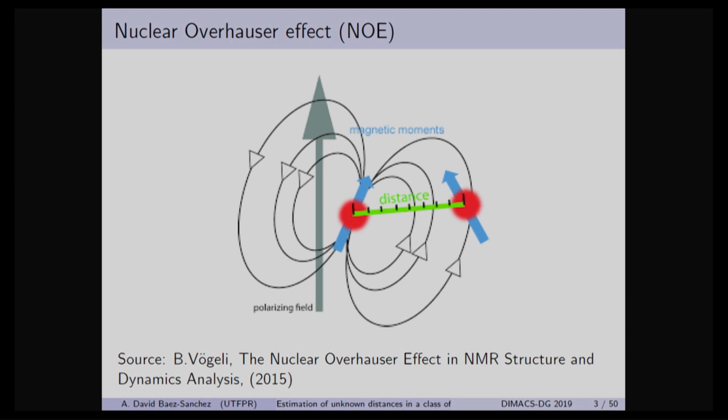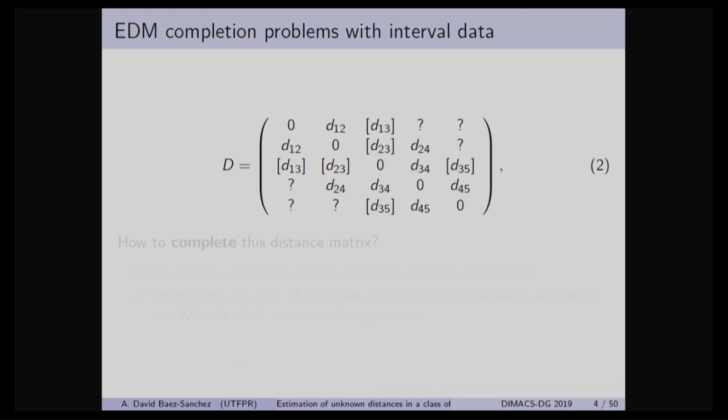But what you are measuring is a peak in this interference. So what you end up with is an interval estimation for some of the distances. Some of the distances you don't know anything about, and some are more precisely defined. And we want to complete this matrix. We would like to complete this matrix.